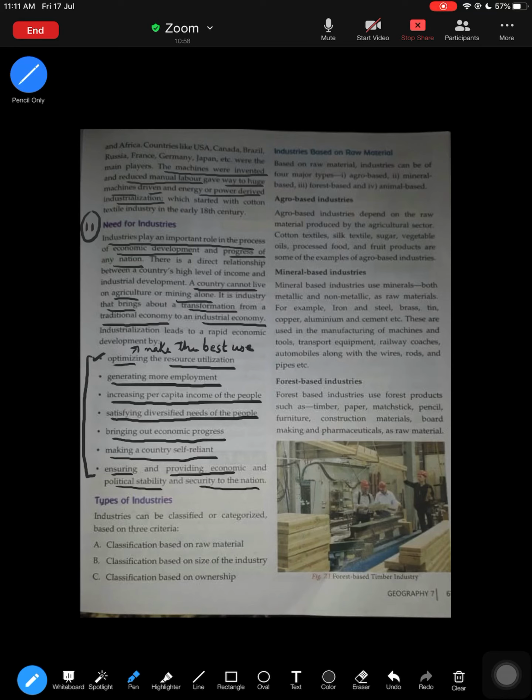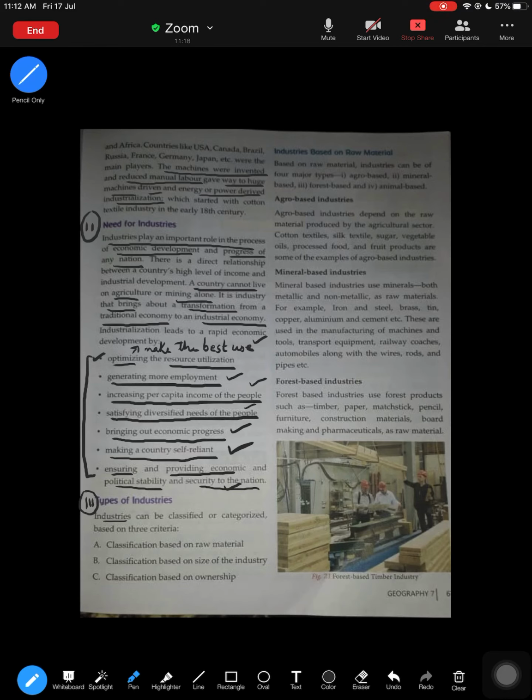We need industries to make best use of our resources, for generating employment, to increase our income, to satisfy our demand, to grow as an economy, to be self-reliant, and to provide security to the nation. Now we move on to the third goal, where we are going to learn about the types of industries.